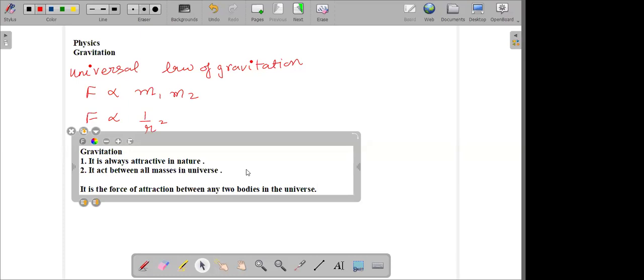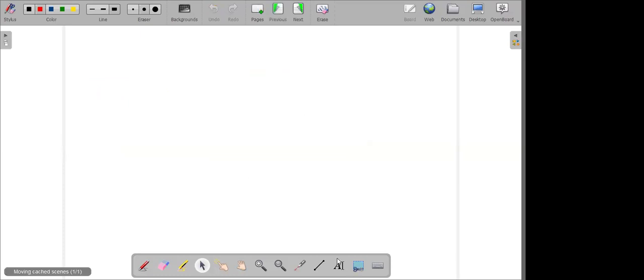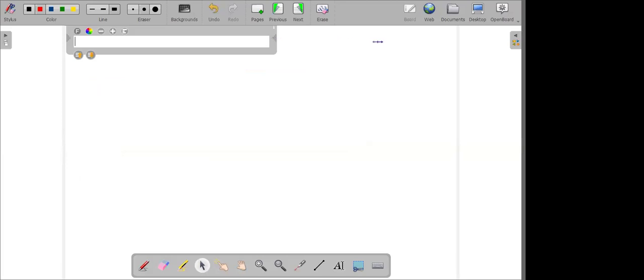Now, how to measure this force? This force is measured according to the universal law of gravitation. So now I will state this universal law of gravitation. The statement for the universal law of gravitation is important. It has been asked in examinations. On almost all the exams, you will see the universal law of gravitation.